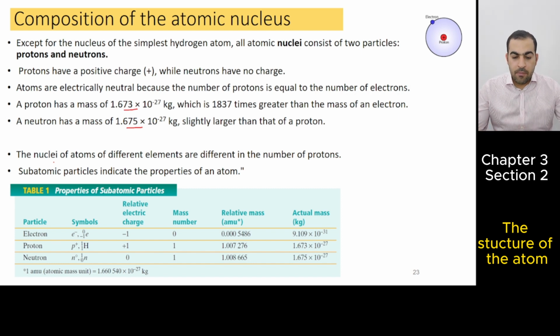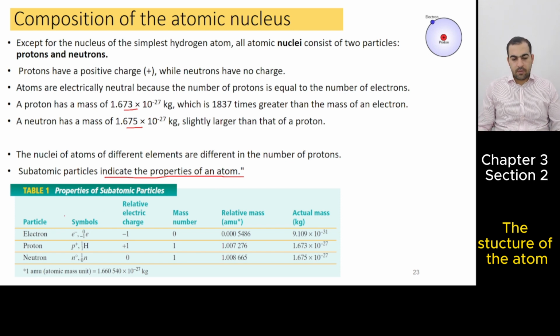Look, the number of protons is different between the atoms of different elements. Atoms of different elements have a different number of protons. Subatomic particles indicate what? The properties of an atom. Subatomic particles, we mean proton, electron, neutron. So they indicate the properties of the atom. Why are atoms of different elements different? Because they have a different number of protons, electrons, and neutrons.